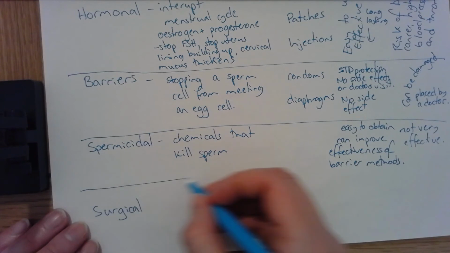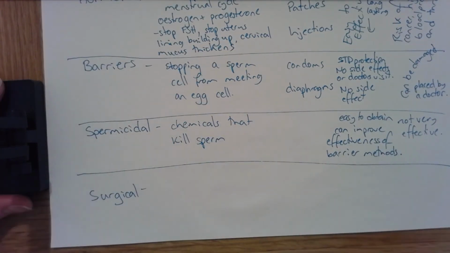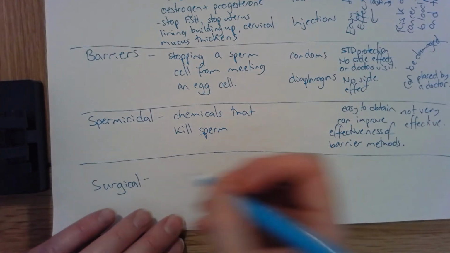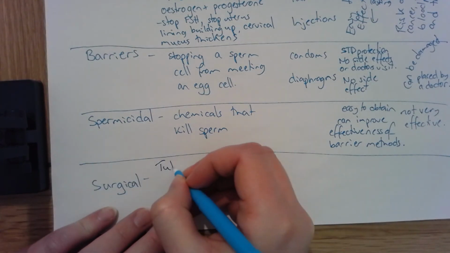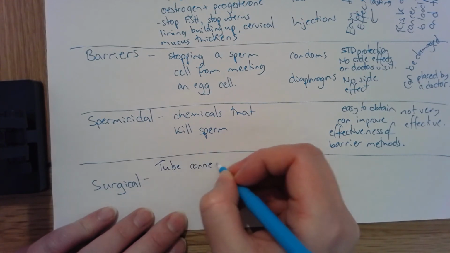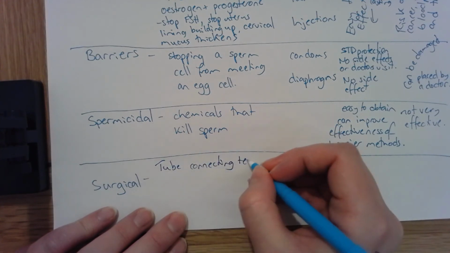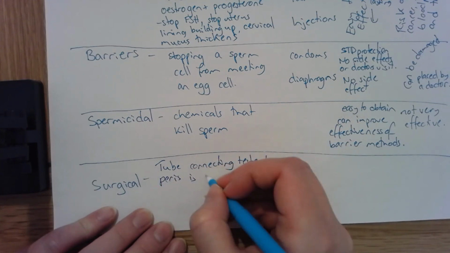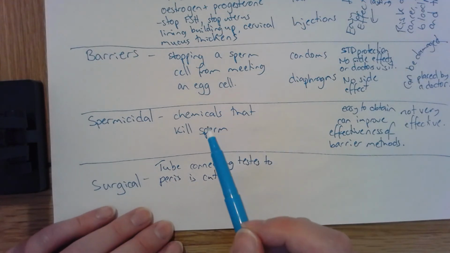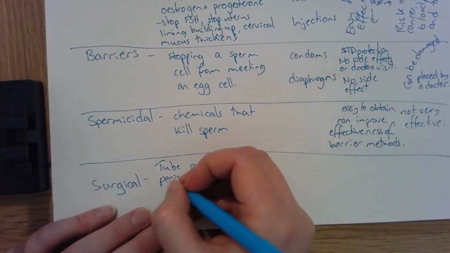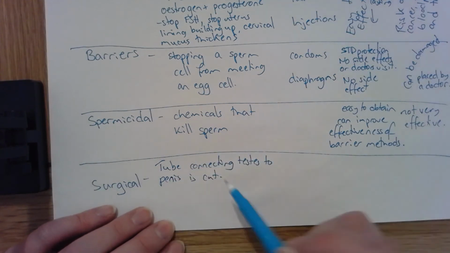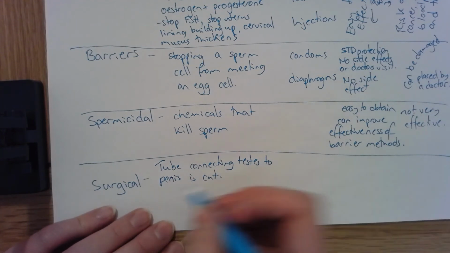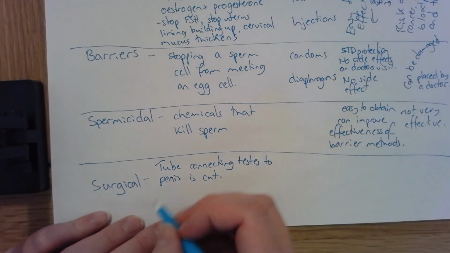And finally, we get on to our surgical methods. Now, surgical methods vary depending on whether they're taking place in the male or the female. So either the tube connecting testes to penis is cut. So you can't get the sperm from the testes to the penis. A man can still get an erection, can still ejaculate, but there will be no sperm in it. And so if there's no sperm in it, you can't get a woman pregnant.